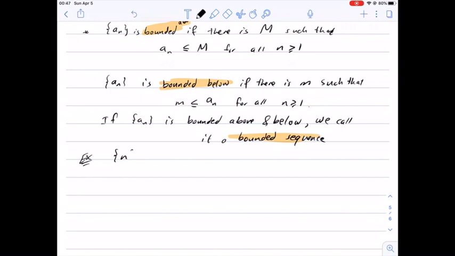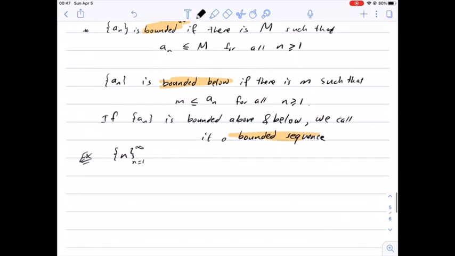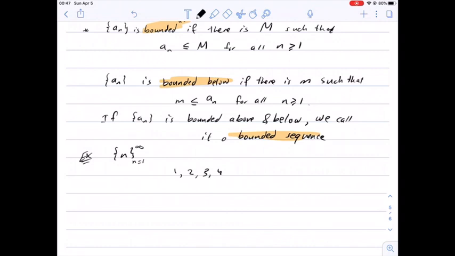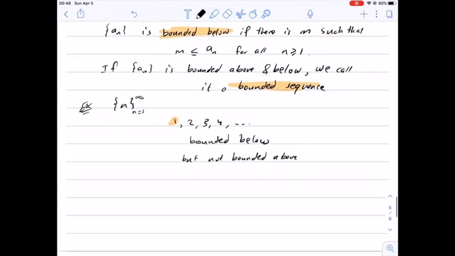Now let's take an example. If we have the sequence n, where n from 1 to infinity, this sequence is bounded below because if you write some terms, 1, 2, 3, 4, etc., the smallest value is 1. So this is bounded below, but it's not bounded above.